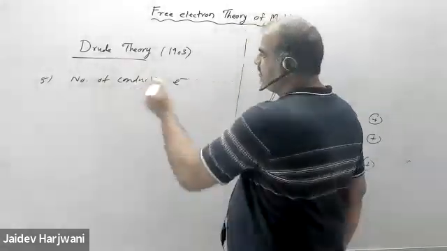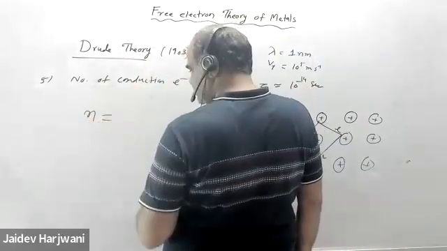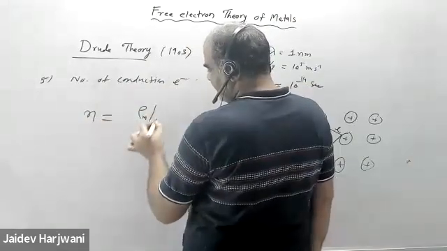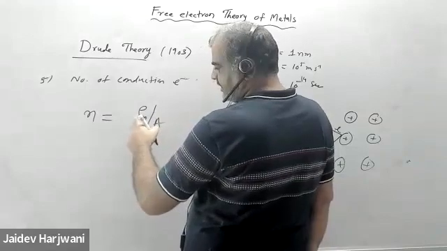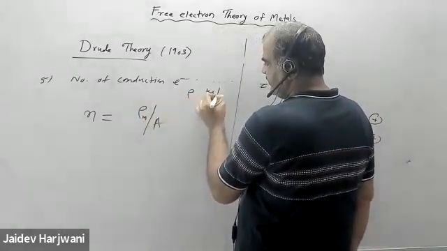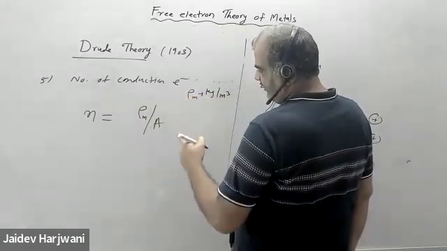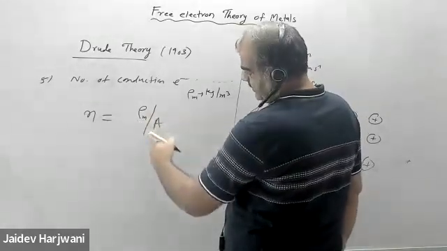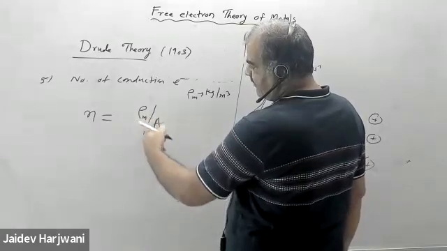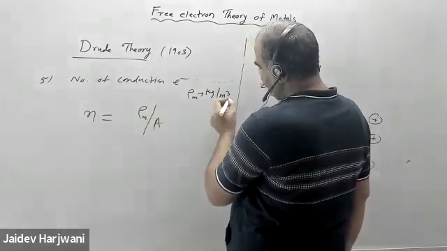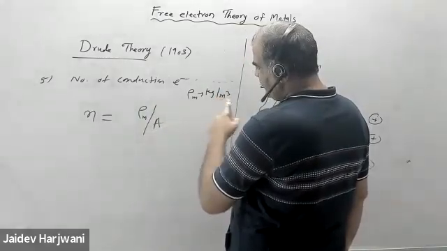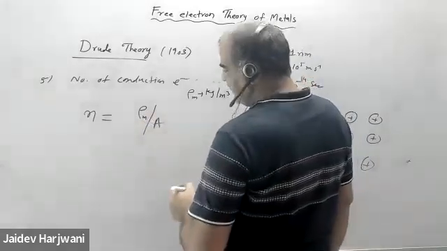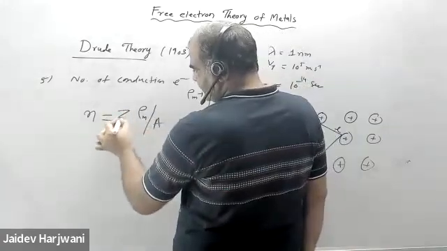If I want to calculate the number of conduction electrons n, it is simply the atomic density, the mass density divided by the mass number. Density is in kg per meter cube. If I divide this density by the atomic mass, I get the number of atoms per meter cube. And if I multiply by the electrons each atom gives, suppose one electron, that will be the free electrons.